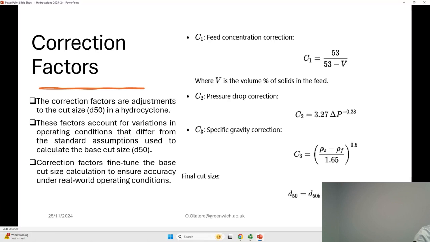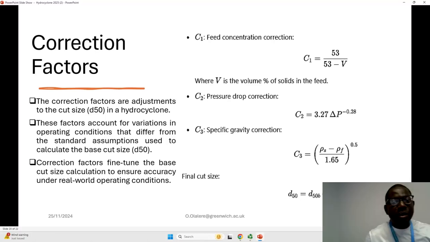Or, let's say you bought a refurbished, used hydrocyclone. That hydrocyclone was used for another separation process before. But you want to adapt it to your process. And let's say the cut point size is a particular size, and you want to adapt it to your process. So you need to add a correction factor for it to work for you. And there is a formula for that.